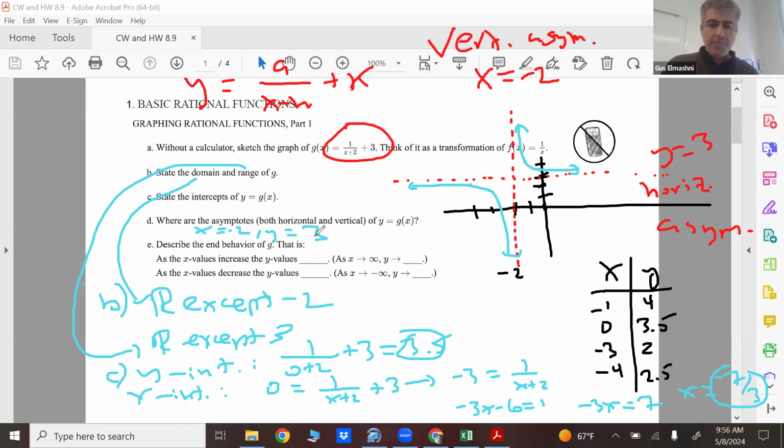And then the end behavior. As x values increase, what do the y values do? They go towards 3, and they go towards 3 here as well.